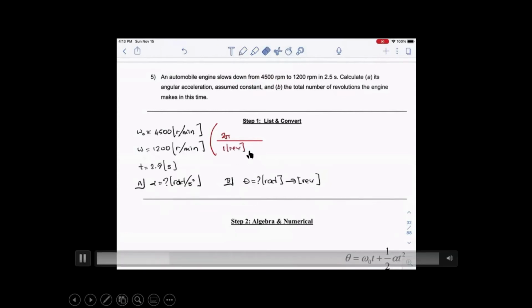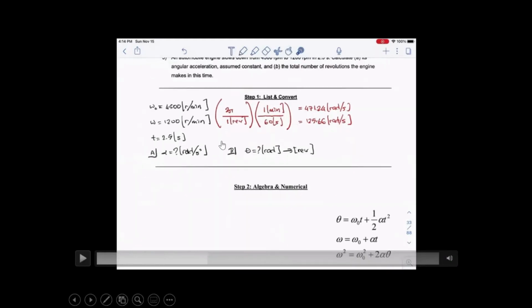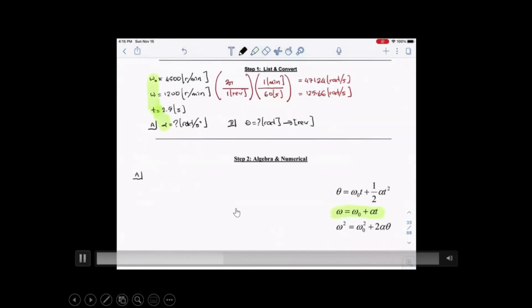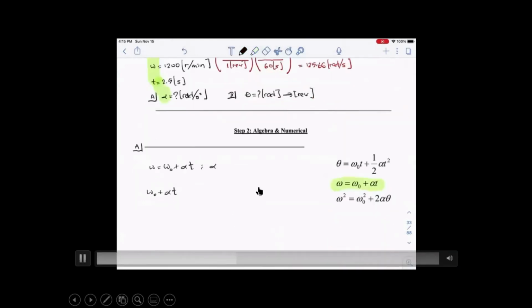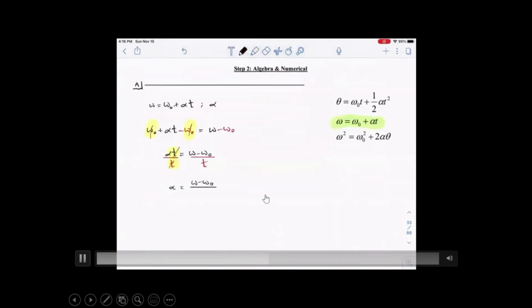So 1 revolution is going to be 2 pi radians, and then 1 minute is going to be 60 seconds. So you have to do the conversions to radians per second. That's the only thing you have to be careful of. Everything else you guys are good at. Next question: based upon all the symbols that we have, the best formula to pick is this one, obviously. And then isolate alpha. And done. This was easy.